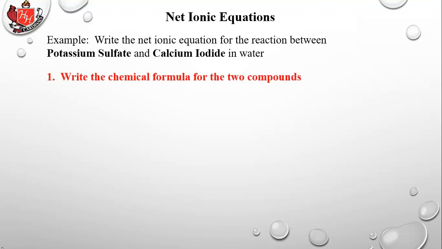So step number 1. And your pre-assignment is to write down the 9 steps of a net ionic equation. So write the chemical formula for the 2 compounds. So potassium sulfate, we just worked on the names just a moment ago. Now it's not sulfide, it's sulfate. Sulfate is an SO4 compound. It's a molecular ion, meaning it's covalently bonded, sulfur and oxygen covalently bonded, but it forms an ion.